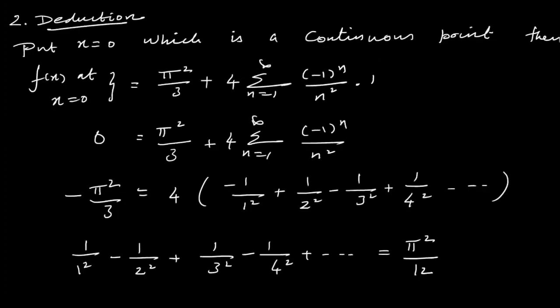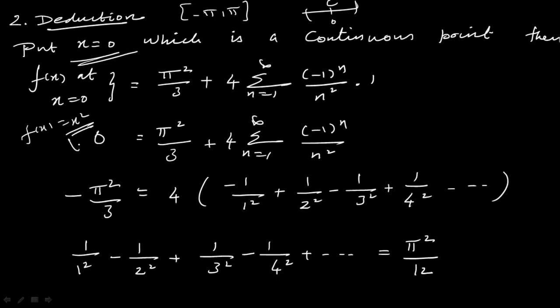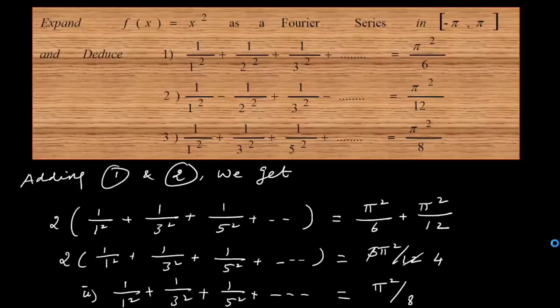Next we move on to the second deduction. Now we substitute x equal to 0. Here the function is defined in the interval minus pi to pi, so 0 is approximately here. That is a continuous point. So if it is a continuous point, f of x equal to x square, you have to directly replace. So cos 0 is 1. Simplifying, keep this series on this side and take the remaining terms to the other side, and you get this series. Now let me move on to the third deduction part.